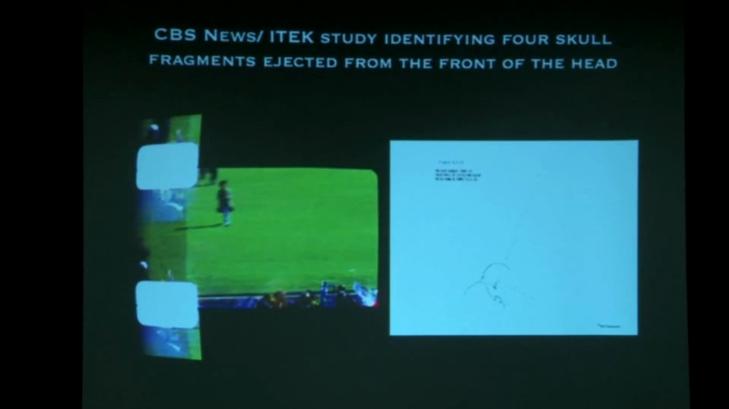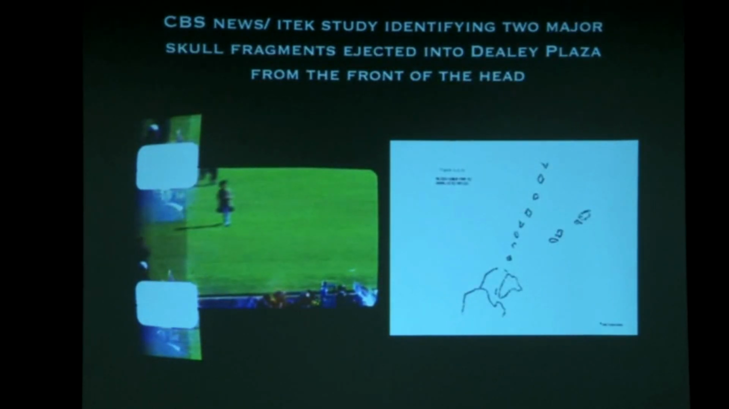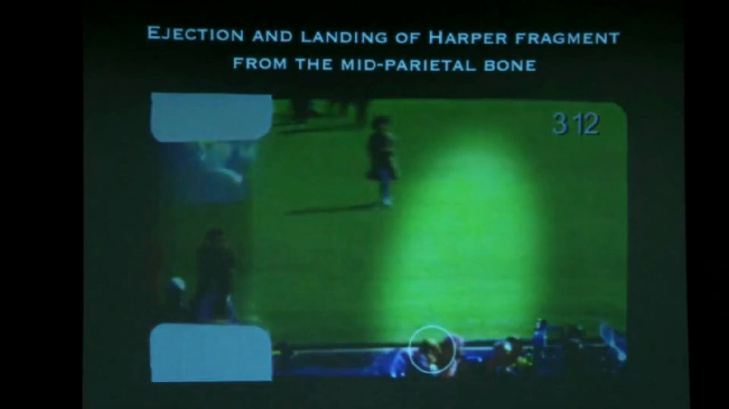And I might point out that there's the flare of the windshield from the shot coming from behind, distorting it, cracking it, and causing that reflected flare of sunlight. And this is the particulate matter, the 2 major fragments which iTech identified going out into Dealey Plaza. Here we have the ejection and landing of the Harper fragment.